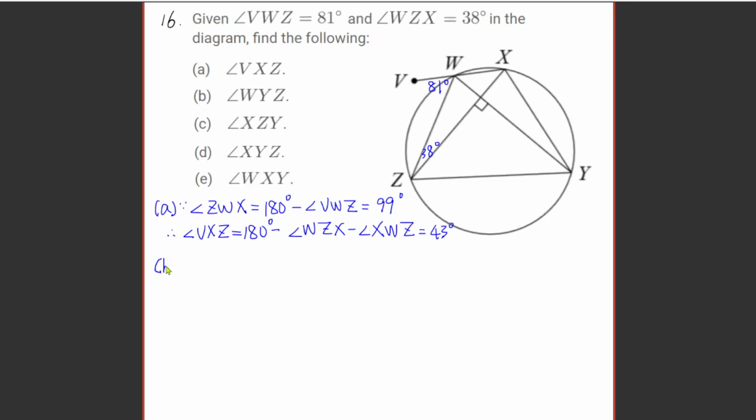Okay, second question, find angle WYZ. The angle WYZ is inscribed in that arc WZ. So WYZ equals a half of WZ, which is angle WXZ.